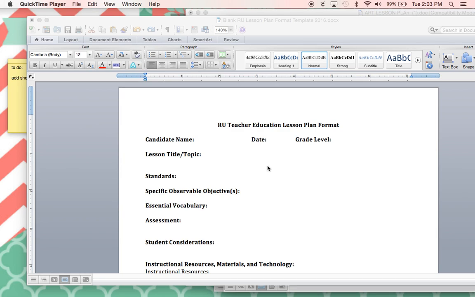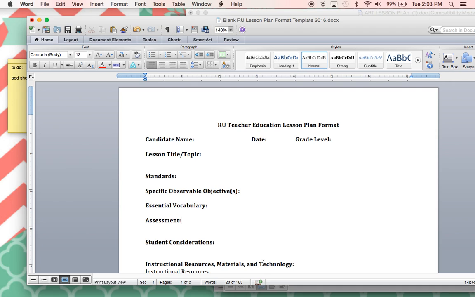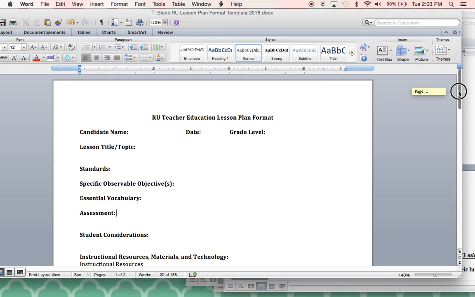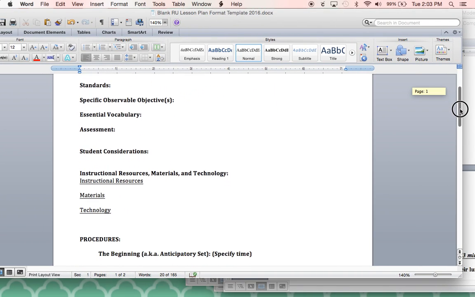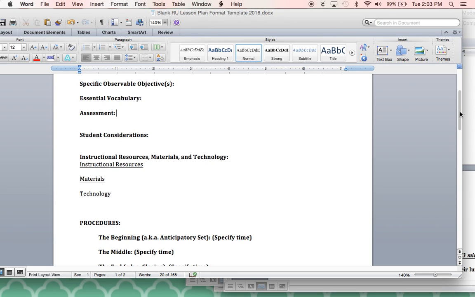Going to be discussing the RU Teacher Education Lesson Plan format, specifically looking at the instructional resources, material, and technology. When creating your lesson plan, there is a portion called Instructional Resources, Materials, and Technology. These are 3 different components to your lesson plan.